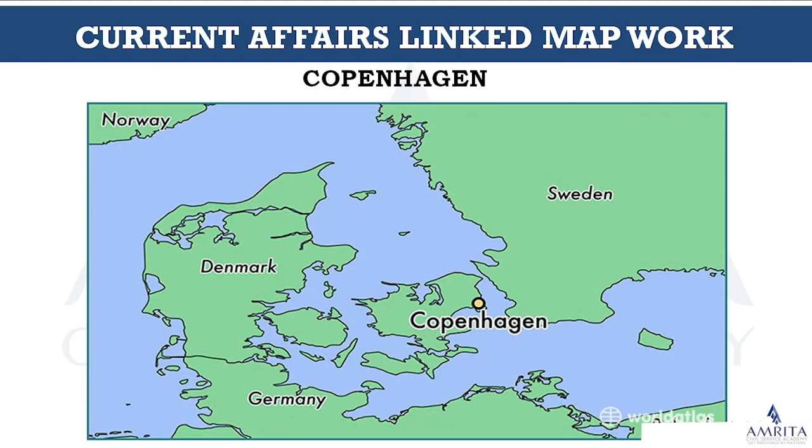Next comes Denmark, that is Copenhagen. Copenhagen was in the news because the C40 summit was held at Copenhagen. C40 is a summit that connects more than 94 of the world's greatest cities. The C40 summit was held at Copenhagen, the capital of Denmark. Then you can see here Sweden, Norway, Germany and others.